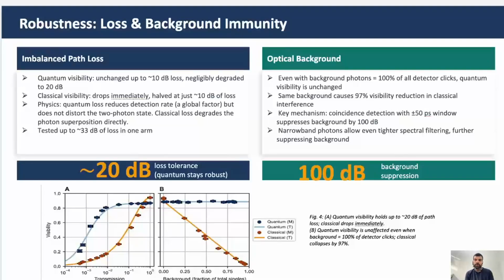Combined with low-jitter superconducting detectors and the narrow spectral bandwidth of the entangled photons, which allows tight spectral filtering, this suppresses the background by a staggering 100 dB. In contrast, the exact same background caused a 97% visibility reduction in classical interference. Classical interferometry simply cannot discriminate signal from noise in this way. This slide really shows why quantum two-photon interference is not just a laboratory curiosity. It is fundamentally better suited for lossy and noisy real-world methodology.